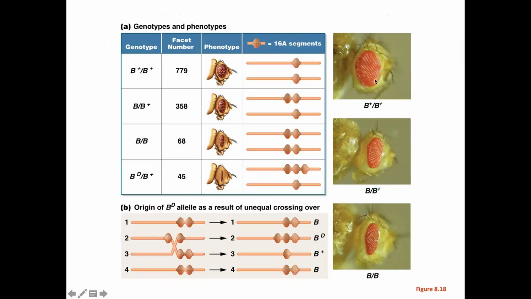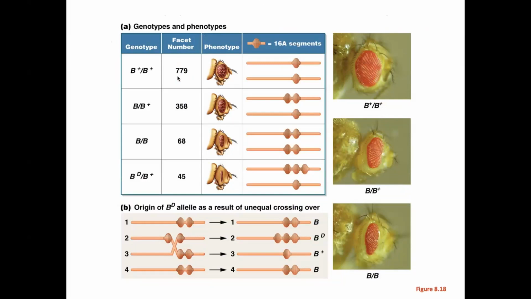There's a gene that contributes to eye formation. We call it the BAR gene. The normal allele for the BAR gene is B superscript plus. So if you're homozygous for B superscript plus at the BAR gene, you have a normal eye. And what do I mean by normal? You can quantify the normal eye: it's built from little subunits, these little facets, and there's a characteristic or average number found in a normal eye, about 780.